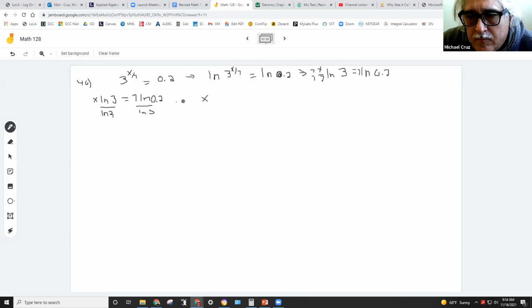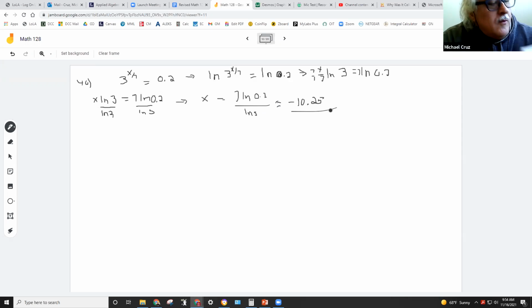So x is equal to 7 ln of 0.2 over ln of 3. And that approximates out to about -10.25. All right. Let's see.